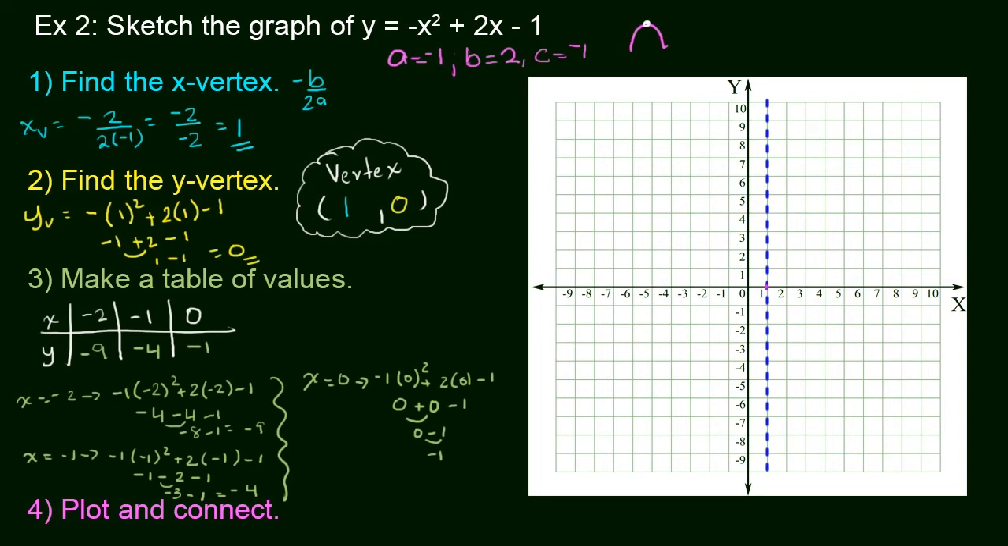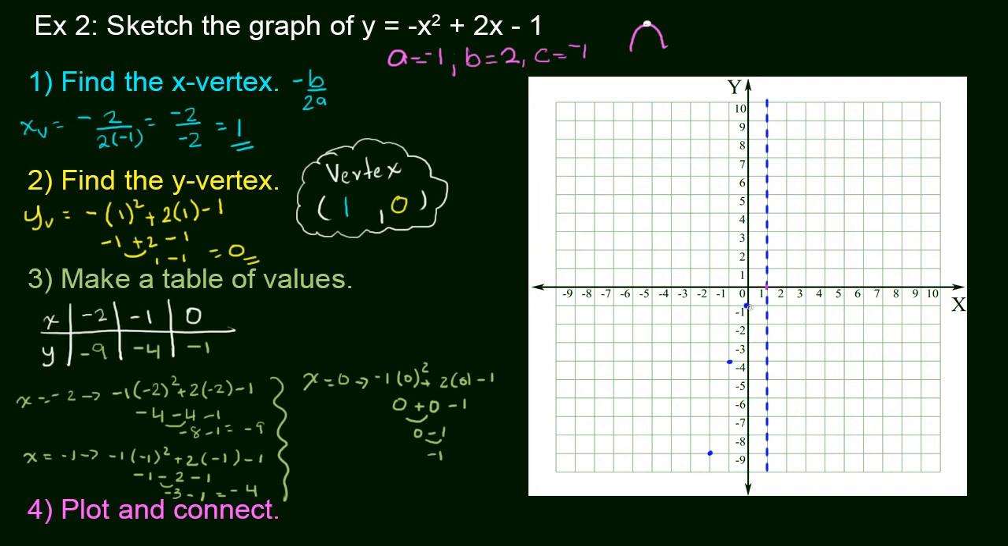Finally, let's plot and connect. We start at x equals negative 2, y is equal to negative 9. So it's right down here. At x equals negative 1, y is equal to negative 4. At x equals 0, y is equal to negative 1. I'm going to take these points and reflect them across my axis of symmetry.